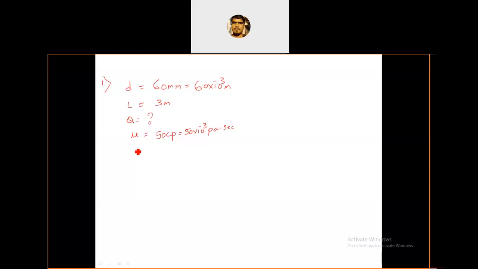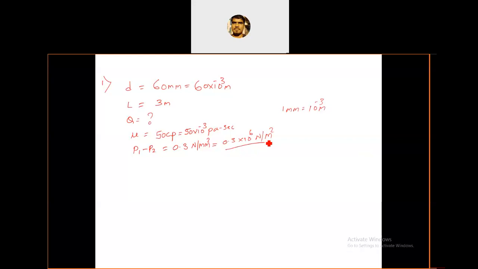Also given is the pressure difference P1 minus P2 value of 0.3 Newton per millimeter square. If you want, you can convert that into meter square. So 1 millimeter is equal to 10 raised to minus 3 meter. Here it is squared, so it becomes 10 raised to minus 6, and that gives 0.3 into 10 raised to 6 Newton per meter square.